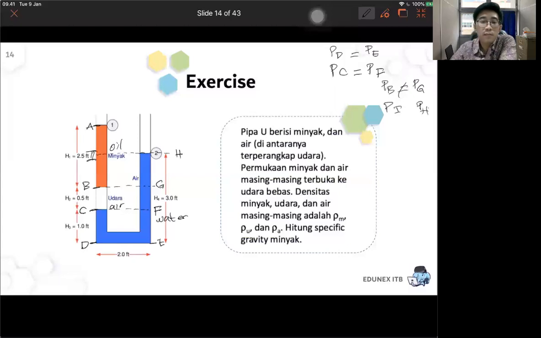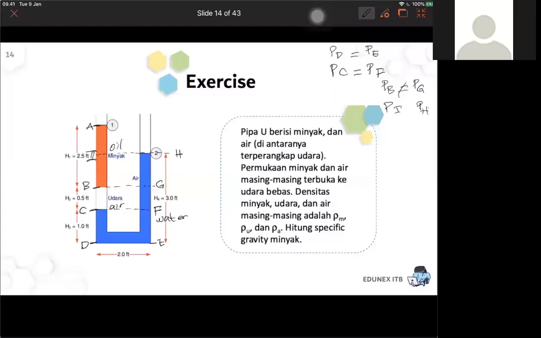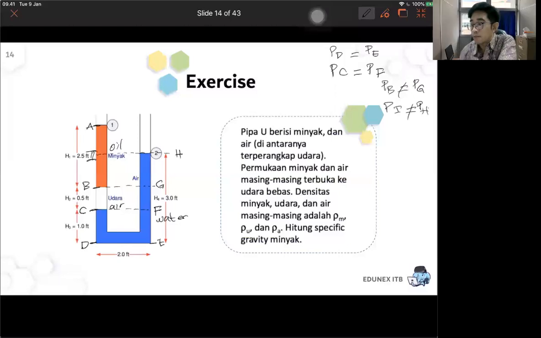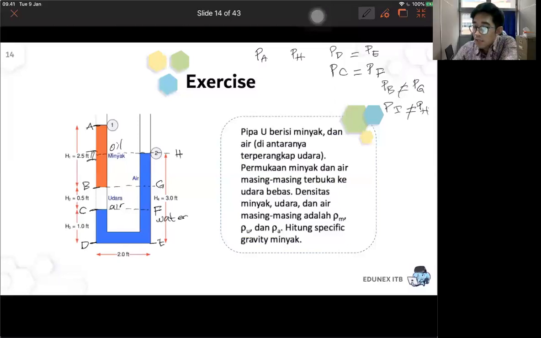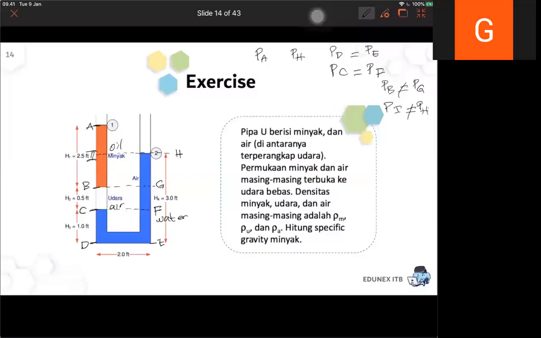Same or different? Different, sir. Different, because the fluid is already different. Okay, last question. How about A and H? Same, sir. Okay. Why? Because the position is different and the fluid is also different. But it's exposed to just air, sir.